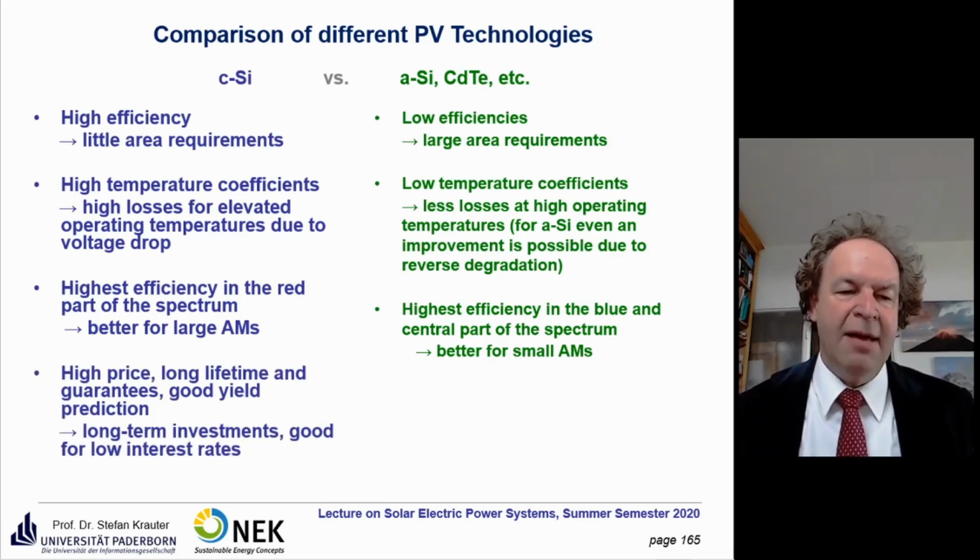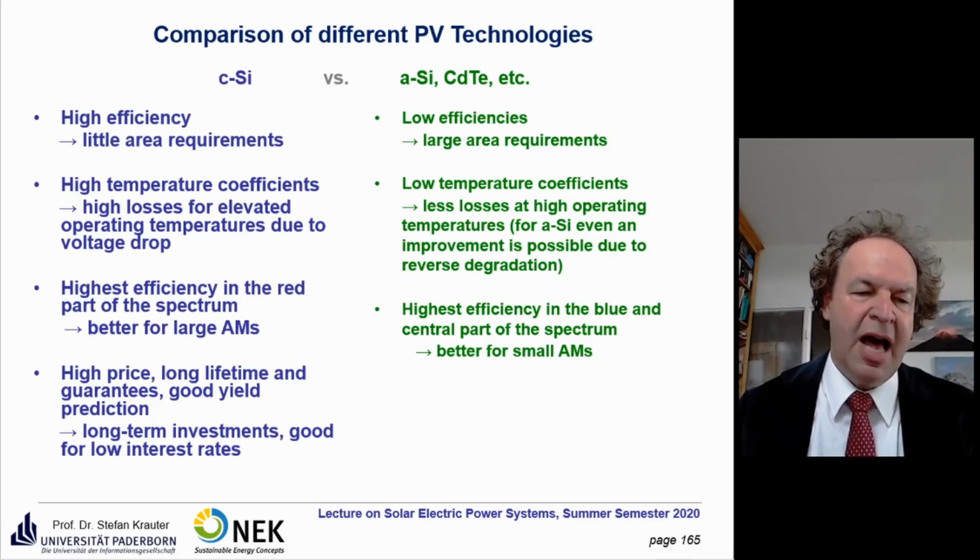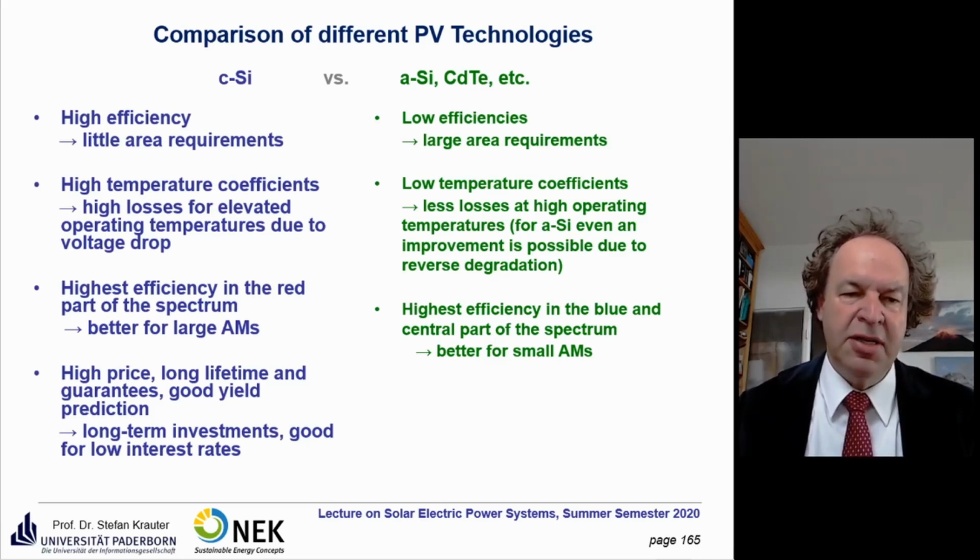The next point, high prices, long lifetime. Okay, high prices, that's not true anymore because the prices went down a lot. Nowadays they are even in the vicinity of thin film modules. So the price difference between crystalline and thin film is very small. Nowadays, this has been different a decade ago. Long lifetime, that's still true.